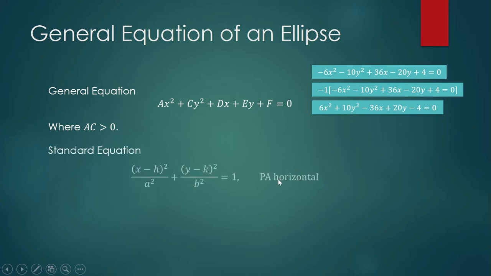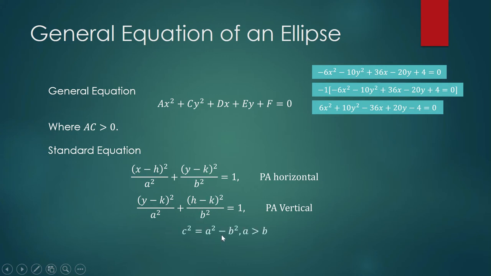Okay, so to write that in standard form, our goal is to get here. This one is our equation when the principal axis is horizontal. This one is our equation when the principal axis is vertical. A squared is the larger between the two denominators. C squared is equal to A squared minus B squared, and A is greater than B.